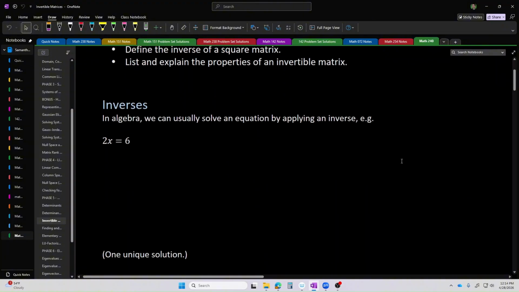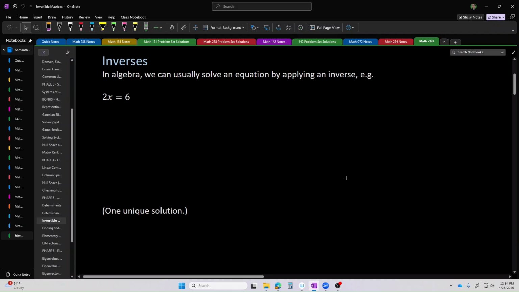Now, first of all, I want to emphasize that the concept of inverses in general is something that you're familiar with from the earliest days of regular algebra. In regular algebra, if you were given an equation like 2 times x equals 6, and you were asked to solve this equation and find the value of x that makes this equation true, you did that by multiplying both sides of this equation by the inverse of 2.